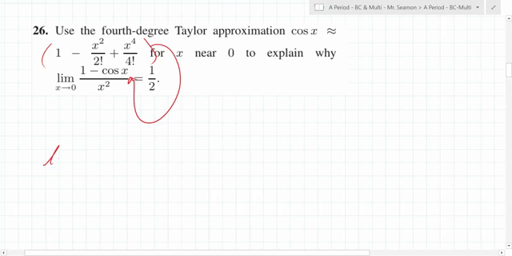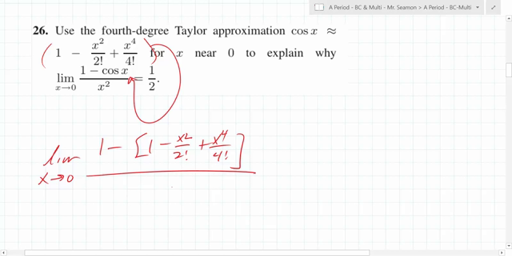For cosine, you're doing this limit: the limit as x goes to 0 of 1 minus x squared over 2 factorial plus x to the 4th over 4 factorial, all over x squared. What happens there? What does that turn into? The limit as x goes to 0 of 1/2 minus x to the 4th over 4 factorial. We get x squared over 2.